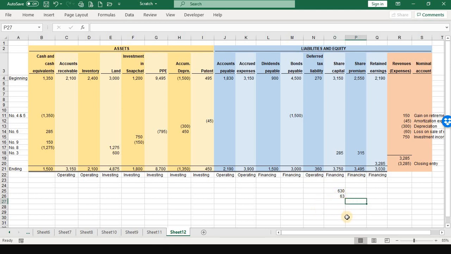63 shares. And since the stock dividend is considered as a small stock dividend, the amount that is to be debited to retained earnings is the fair market value of the shares, which is at 15 pesos. So let us prepare the entry by using the expanded accounting equation for the issuance of stock dividend under the additional data number 2.